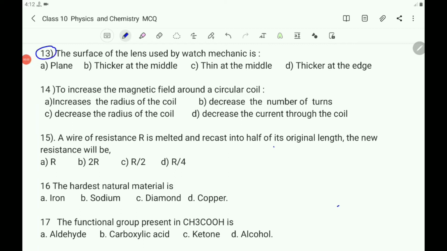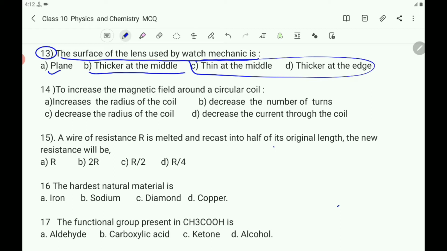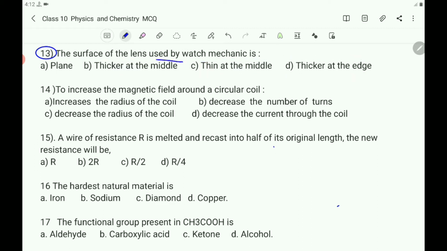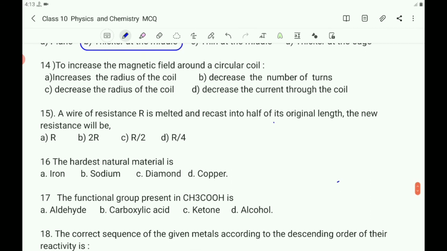Next you take the 13th question. What is that? The surface of the lens used by a watch mechanic is. The first option is plane, second option thicker at the middle, C thin at the middle, D thicker at the edge. Here these two have the same meaning. Plain glass is not used, so naturally the watch mechanic is using a convex lens, which is thicker in the middle. That is the lens used by the watch mechanic.